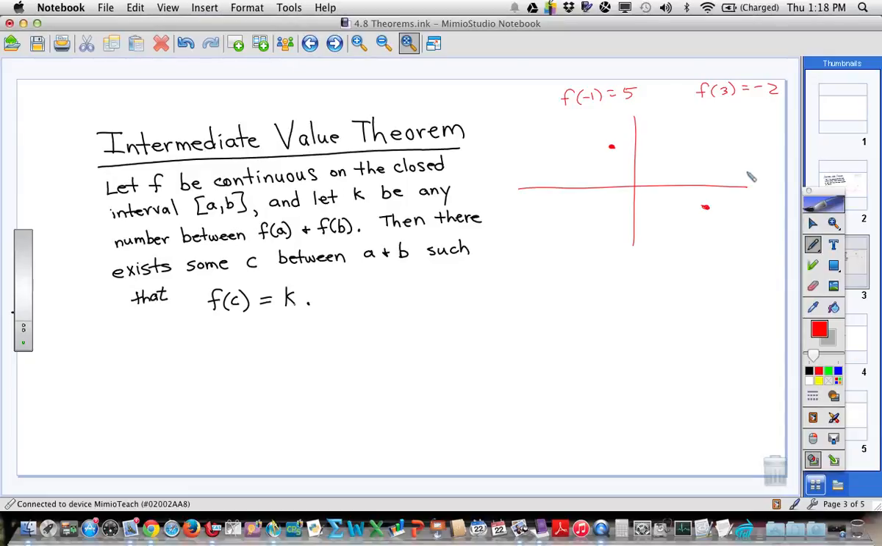All right. So if f is continuous on the closed interval AB, and let k be any number between f of a and f of b. Now, it's important to understand that f of a and f of b are y values. Those are outputs. And they're at the endpoints. That's another key part of this. The outputs at the endpoints. K is any number in between them. Then there exists some c between a and b such that f of c equals that value k. Oh, man, what a bunch of gobbledygook.